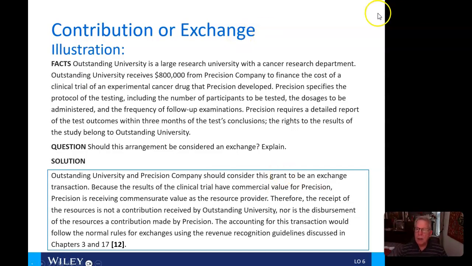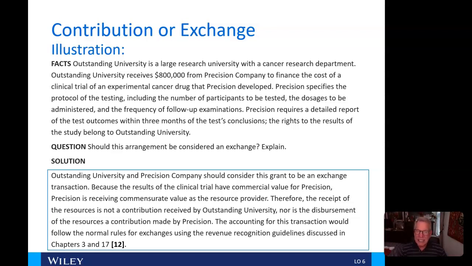Let's take a look at an illustration. Outstanding University is a large research university with a cancer research department. Outstanding receives $800,000 from Precision Company to finance the cost of a clinical trial of an experimental cancer drug that Precision developed. Precision specifies the protocol of the testing, including the number of participants to be tested, the dosages to be administered, and the frequency of follow-up examinations.